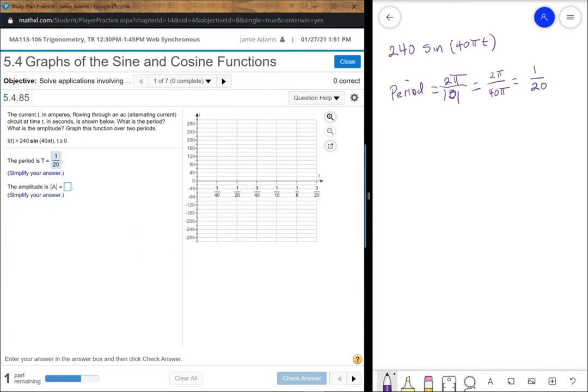Next question is, what's our amplitude? Well, remember that amplitude is going to be the coefficient of sine or cosine, and so our amplitude is going to be the absolute value of 240 here, or 240.